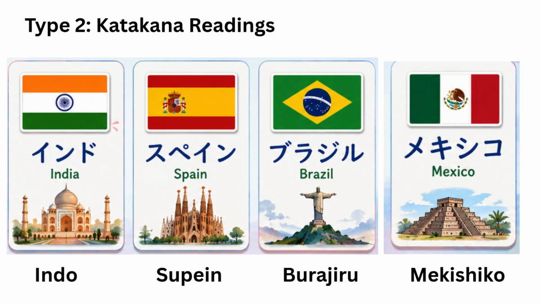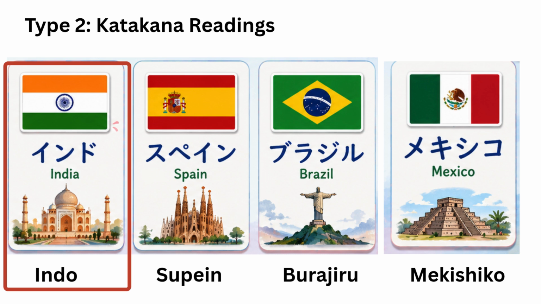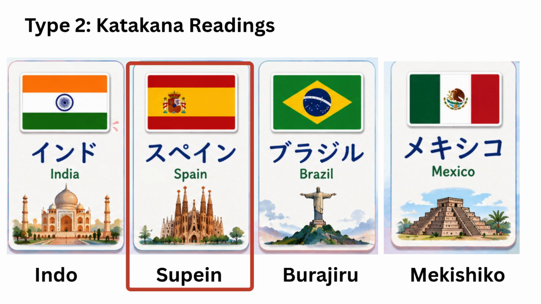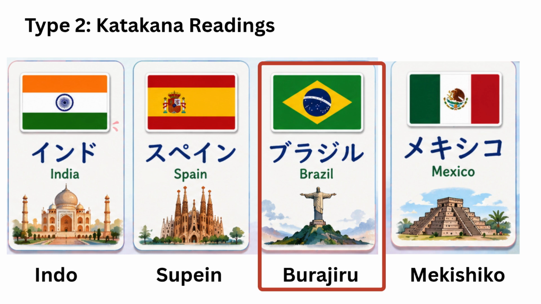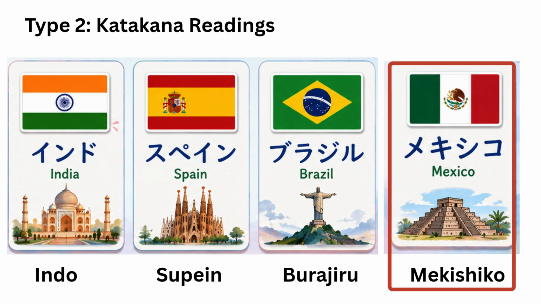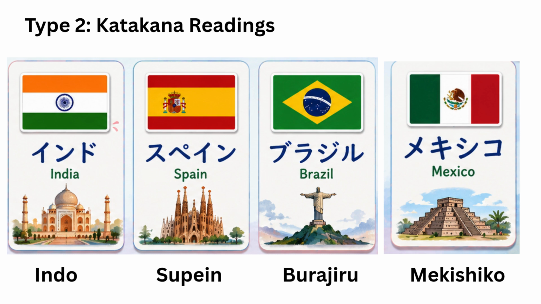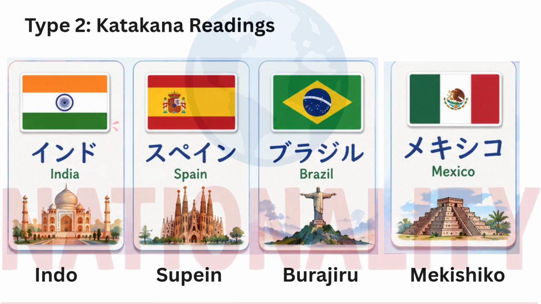Most modern country names use katakana. Indo, India. Spain. ブラジル, Brazil. メキシコ, Mexico. Katakana is used because these are borrowed foreign names. If you want to practice more country names, check out my short video where we go through a full list.